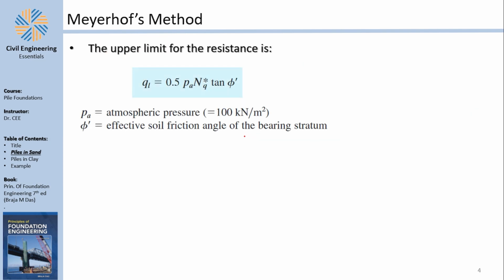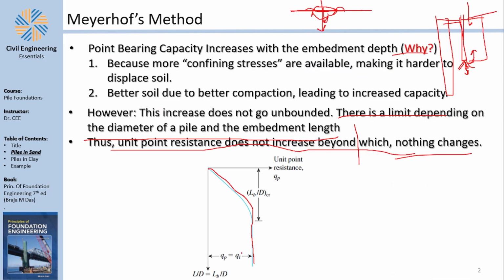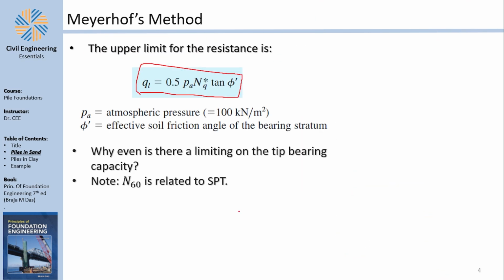The upper limit for resistance is this one. You cannot go beyond this limit of resistance. This is the limit which you cannot go beyond: half Pa and q10 phi. Now, what is Pa?